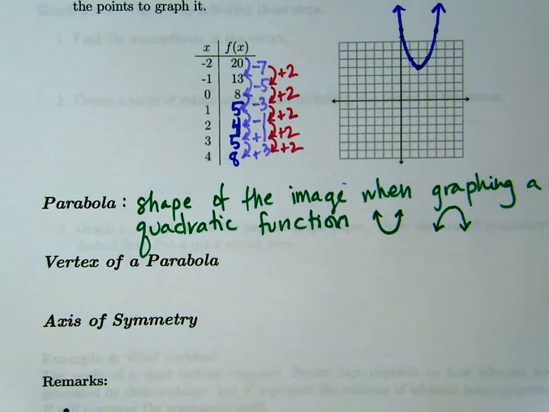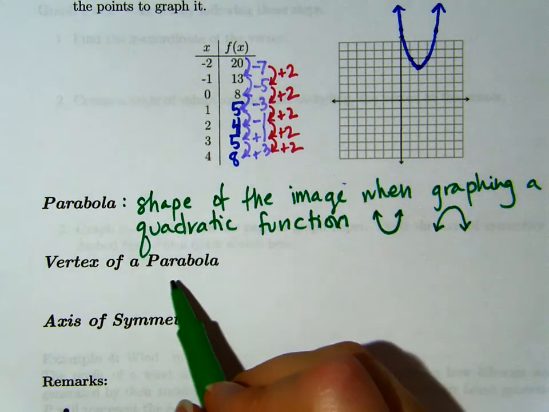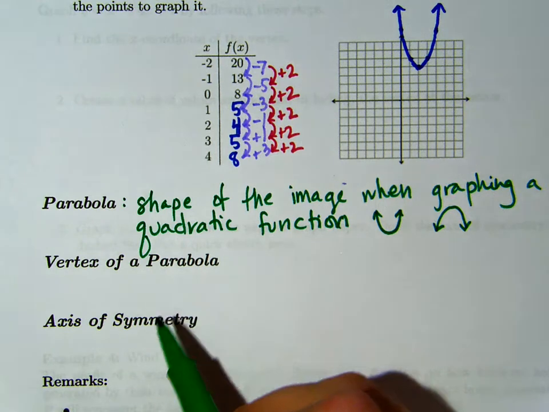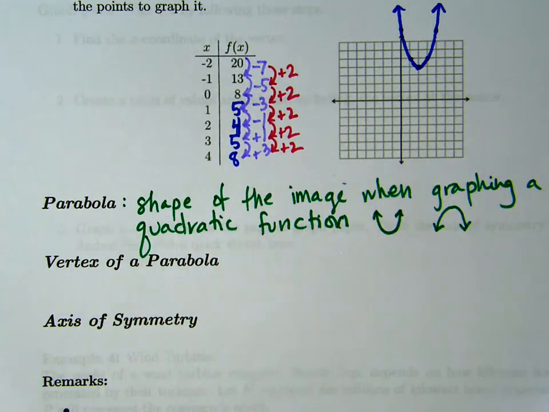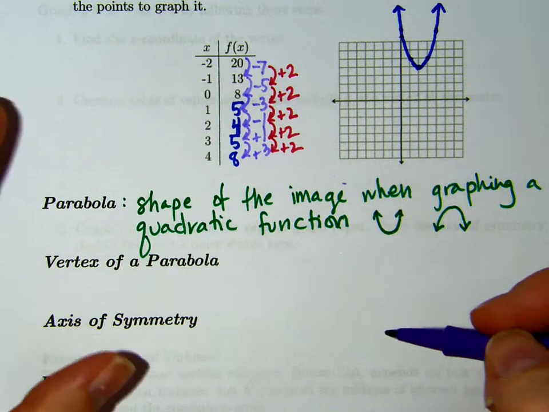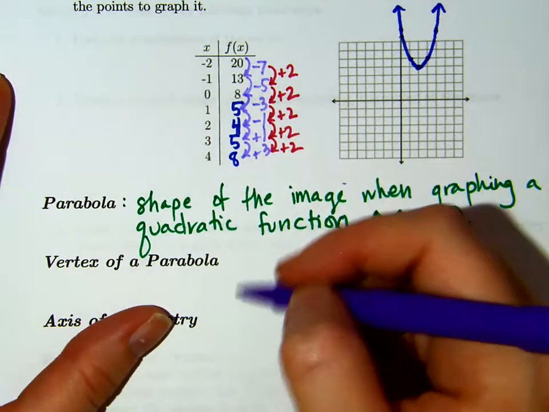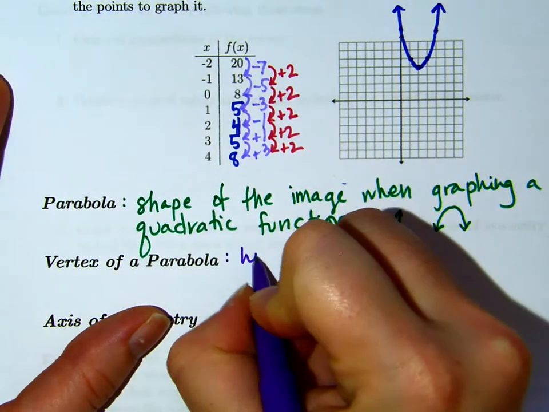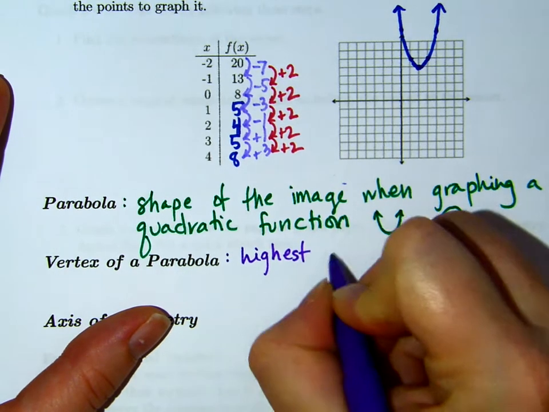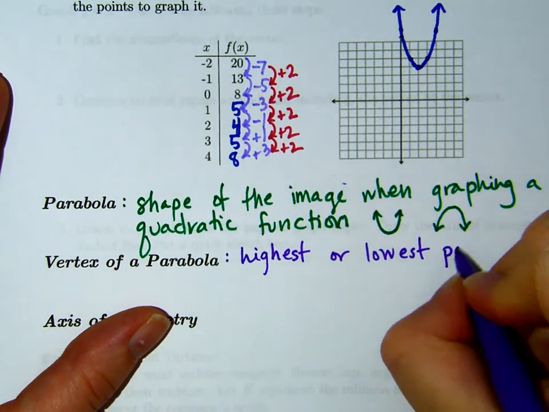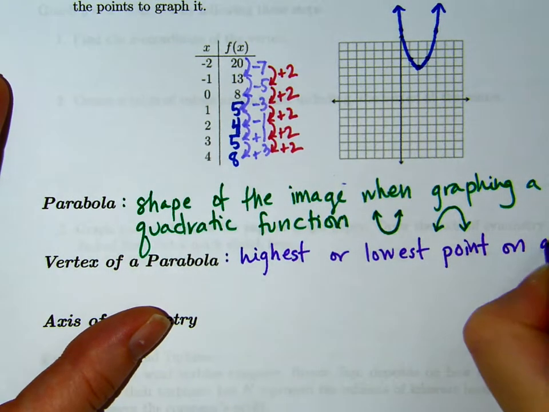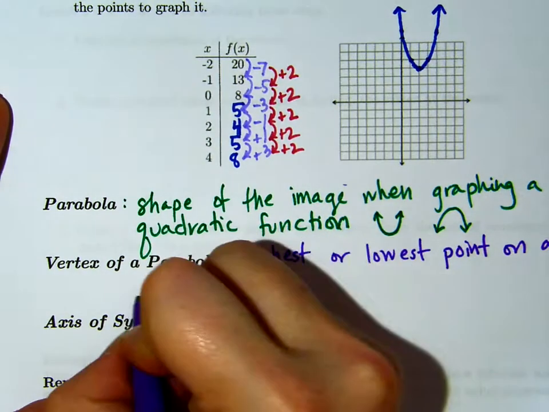Got it. But they all have this peak or this pivotal moment when it changes from going up to going down, or from going down to going up, and that's the vertex. So this peak or this changing moment is called the vertex. It's the highest or lowest point on a parabola.